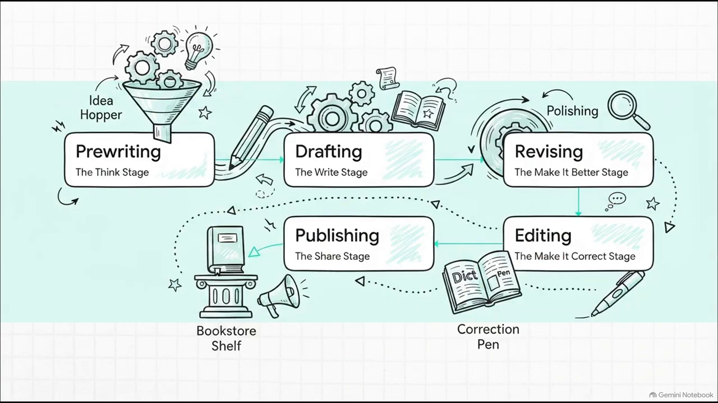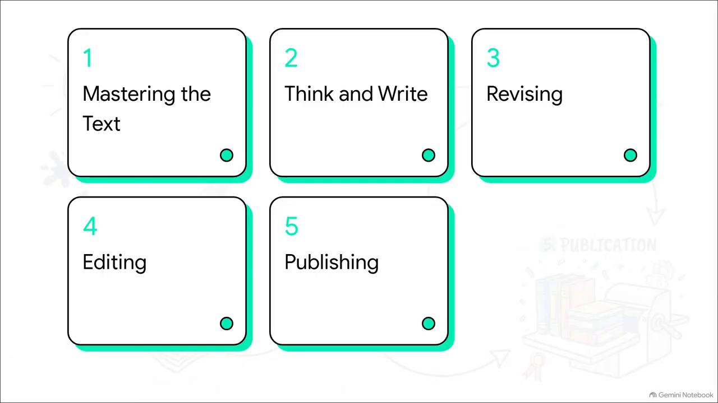Okay, let's dive into this. These are the 5 core steps of the writing process: pre-writing, drafting, revising, editing, and publishing. You can kind of think of this as a fail-proof engine. Feed your ideas into step 1, follow it through to step 5, and you will absolutely emerge with a beautifully structured, meaningful text. Here is our agenda for today.